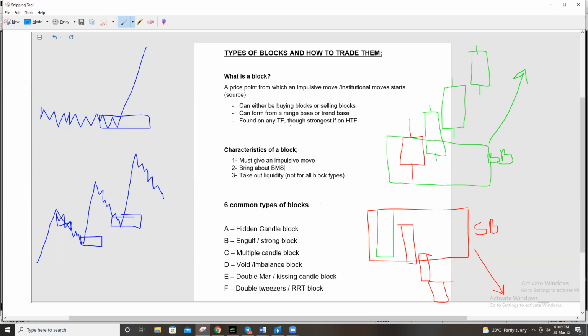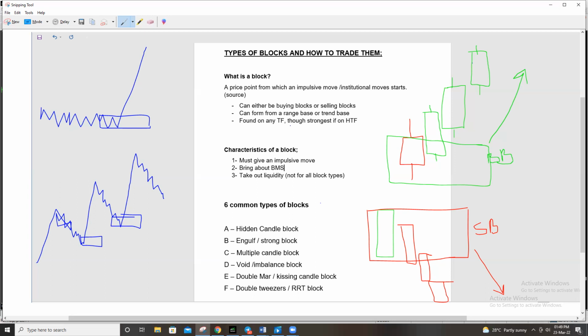Meaning you can have a block from the 1 minute chart, 5 minute chart, 1 hour chart, daily chart, monthly chart. But note, it's stronger when it's a block that you're trading from a higher time frame. We'll see that as we move on with the video. So what are the characteristics of a block?